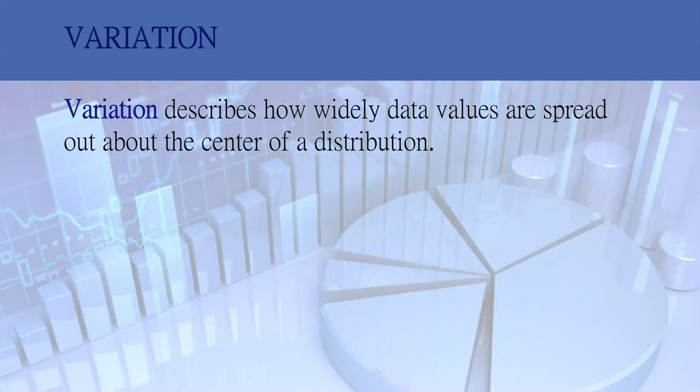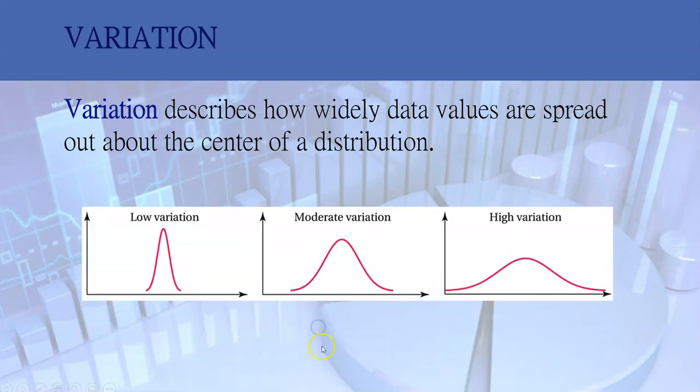Okay, and then the last topic that we're going to talk about in this section is variation. Variation describes how spread out your data values are when you look at the center of the distribution. This is also what the next section is going to be strictly about, measuring. These are the 3 types of variation that we talk about. Low means it's not spread out at all. Moderate is a middle spread, and then high means it's very, very, very spread out.